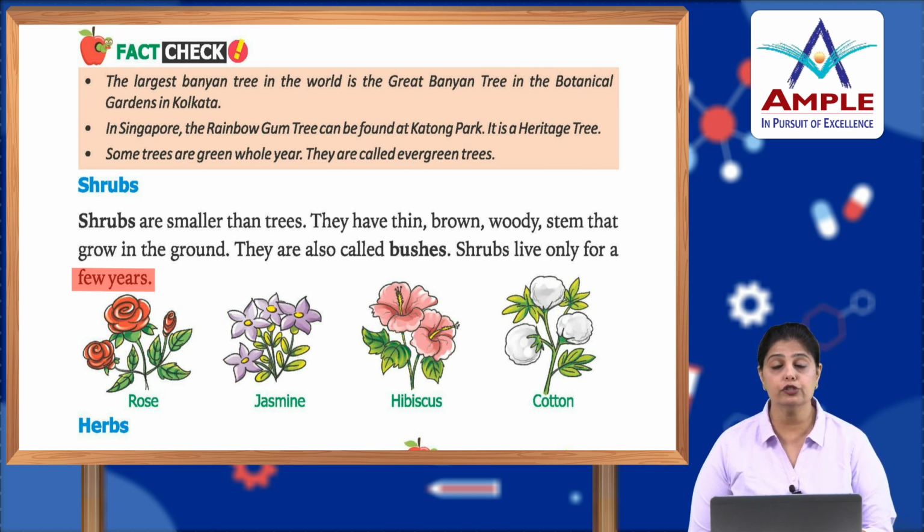So they are also called bushes. Now these shrubs generally live only for a few years. Different types of shrubs include the rose, jasmine, hibiscus, and cotton.